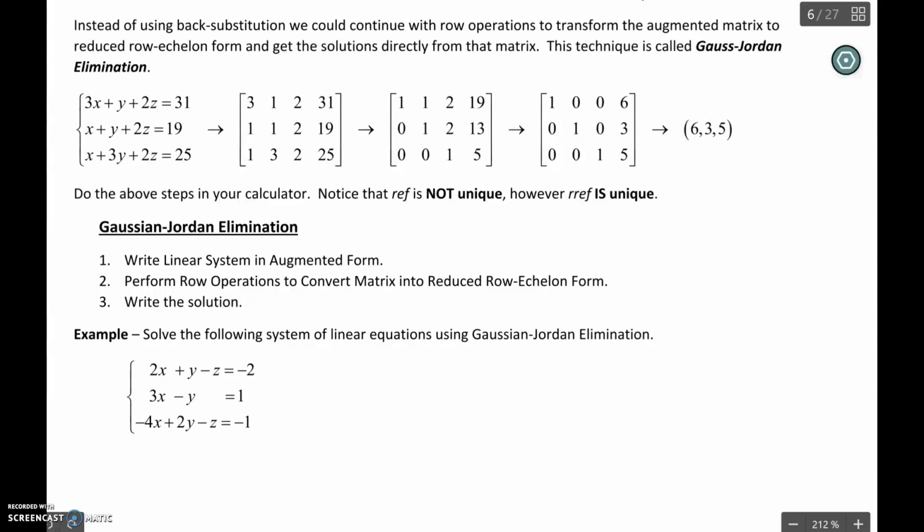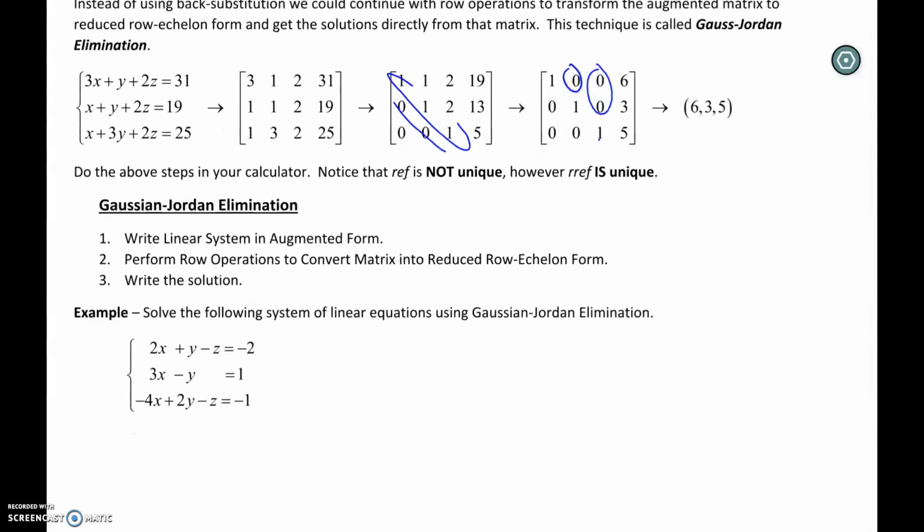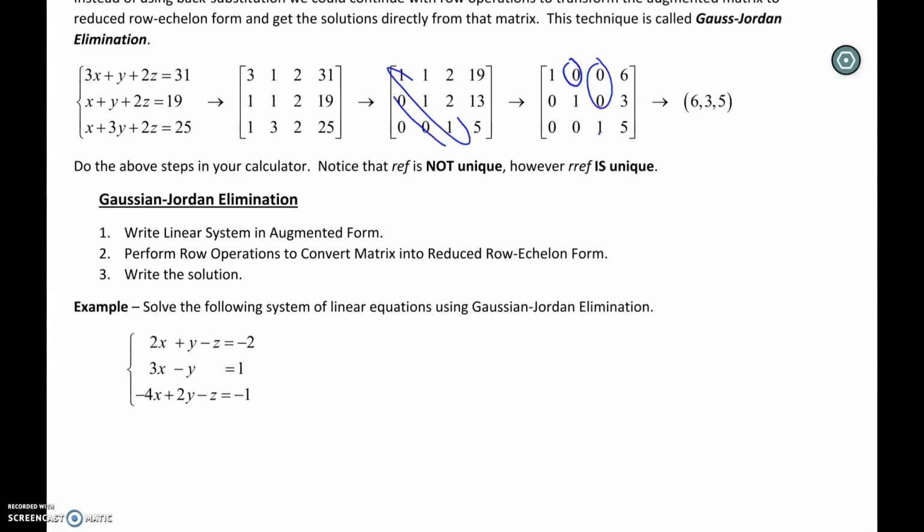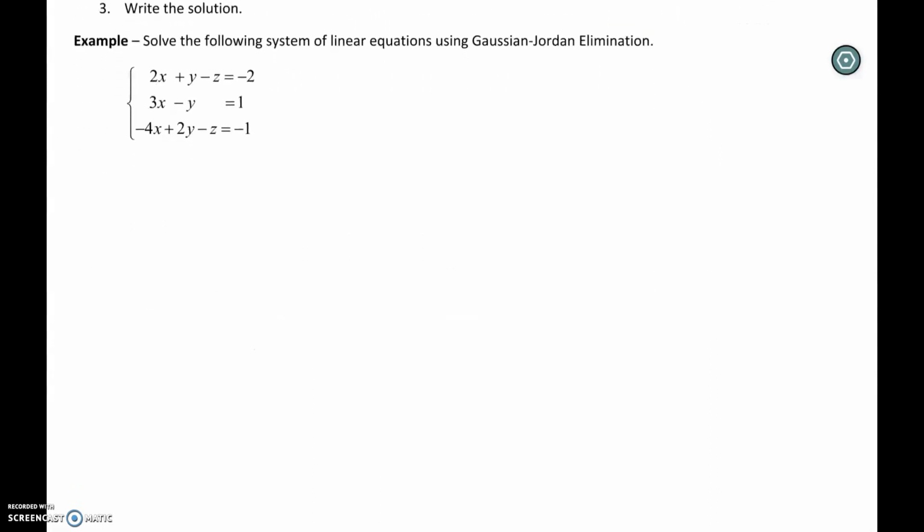So we're in row echelon form right here, right? We could keep going and zero out these other things, the top triangle, and put it in reduced row echelon form. And then you have x equals 6, y equals 3, and z equals 5. Notice row echelon form is not unique, but reduced row echelon form is unique. There's only one reduced row echelon form for each system, or for each augmented matrix.